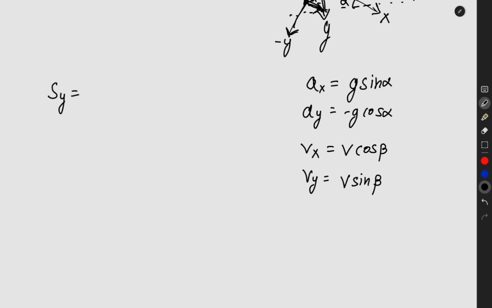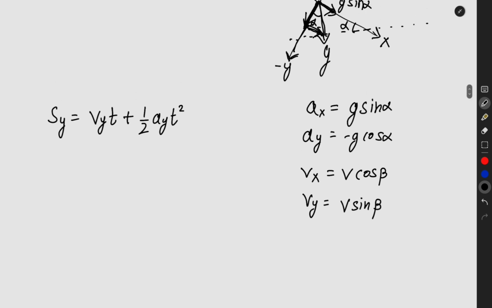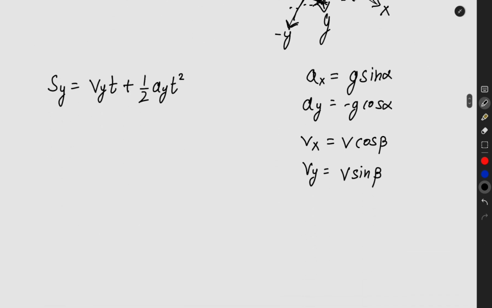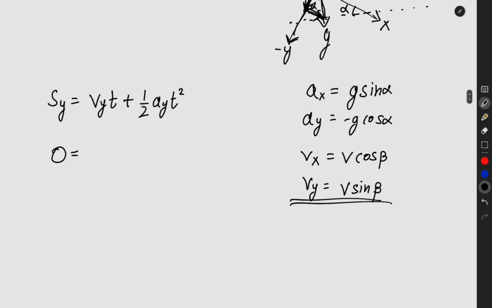So I'm just going to use sy is equal to vy times t plus half ay t squared. This is just an equation of motion. Now, this sy is the coordinate in the y-axis. I want this to be 0. And vy, we have the value v sine beta, times t plus half ay, which is minus g cos alpha, so let's just replace the plus with the minus.